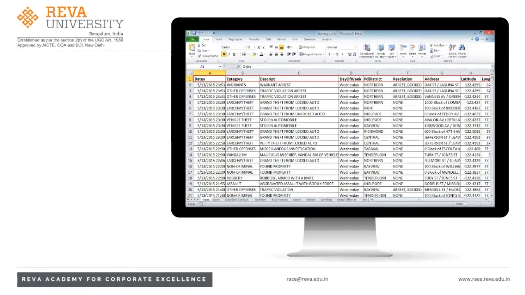So this is the data set. Now, what is the data set? Many of you may already be aware of what a data set is. You are using data sets on a day-to-day basis. A data set is nothing but a fact table. It just has a set of facts and figures.